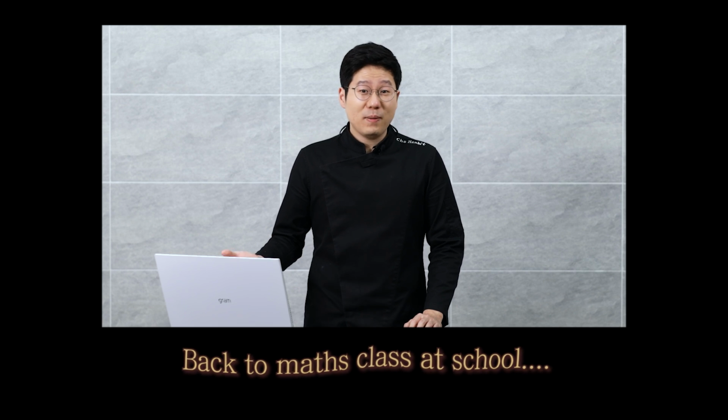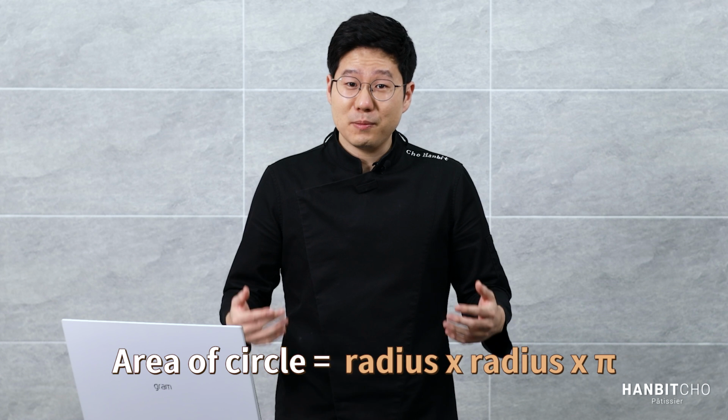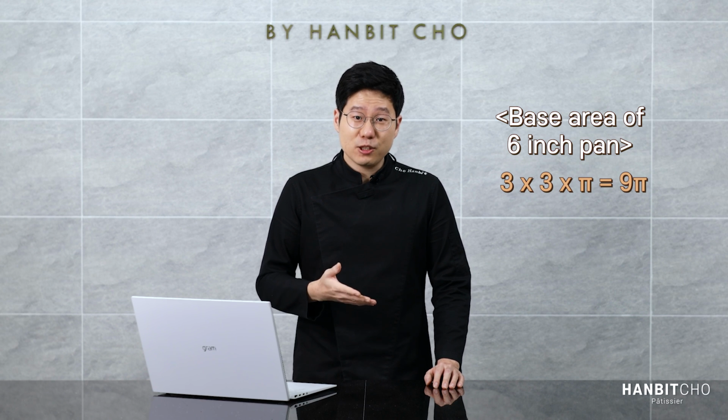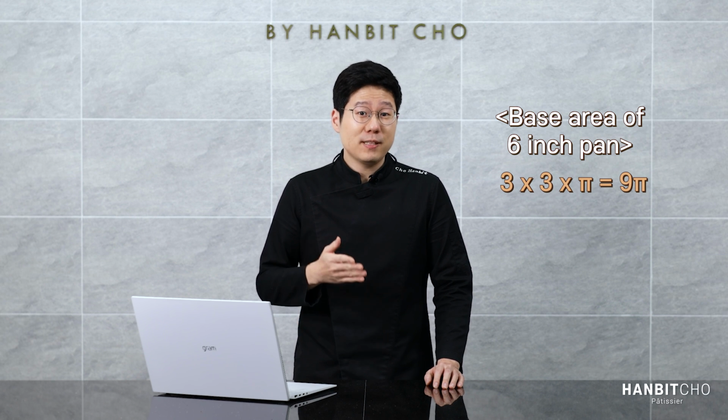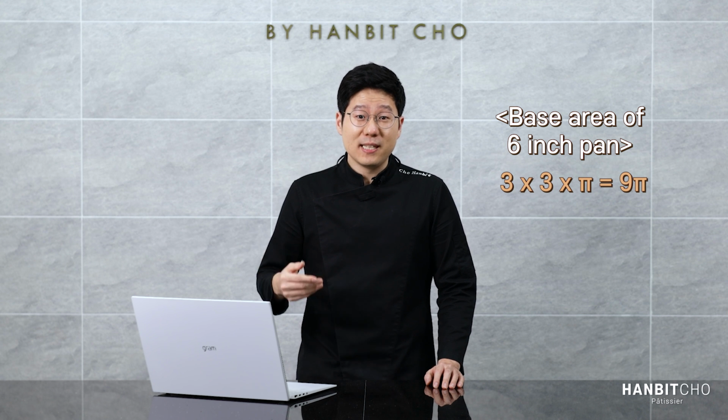Then, how do you work out the base area of a circle? It's like going back to our math class back at school, right? It's radius squared times pi. So the most important idea here is that it's radius squared. It's radius times radius. So for the 6-inch pan, the base area will be 3 squared times pi. That'll be 9 pi. And obviously the unit will be in inch squared.